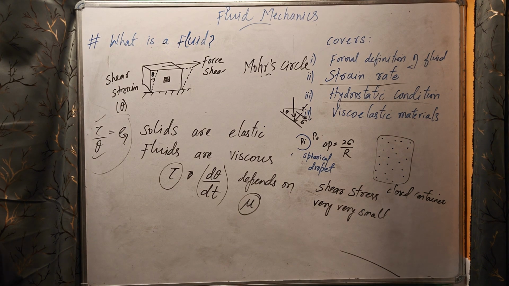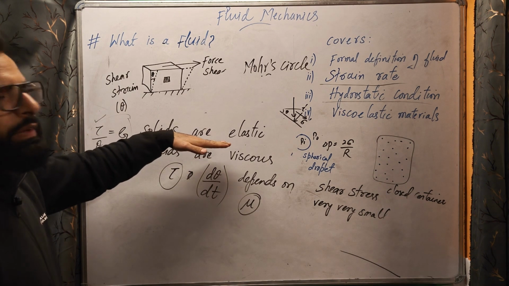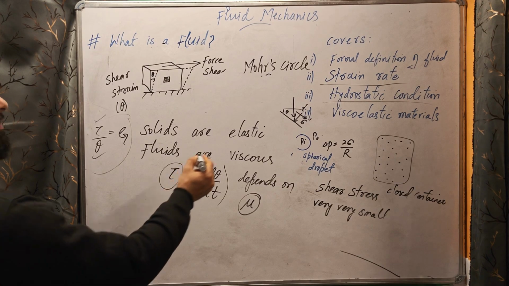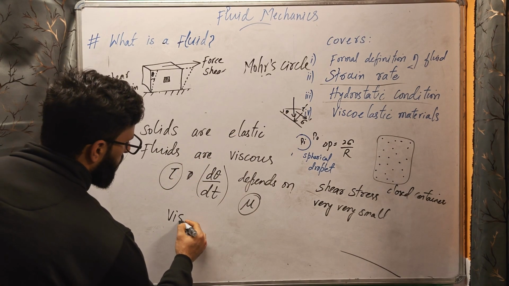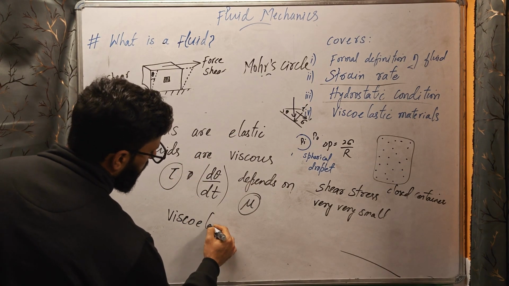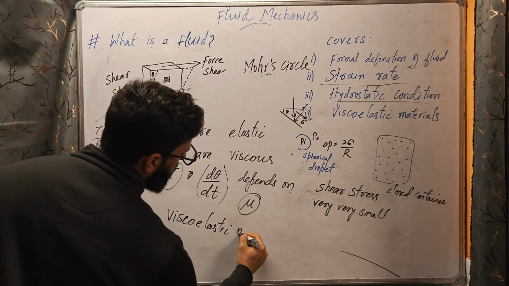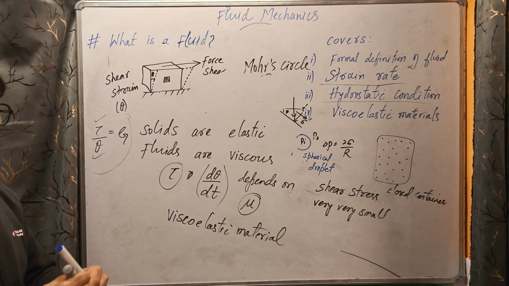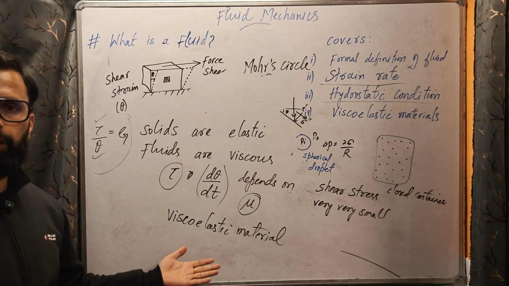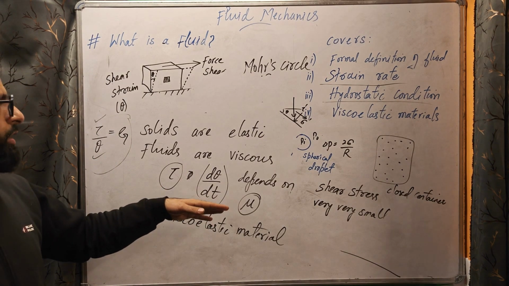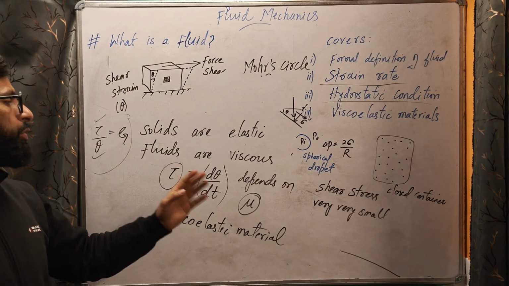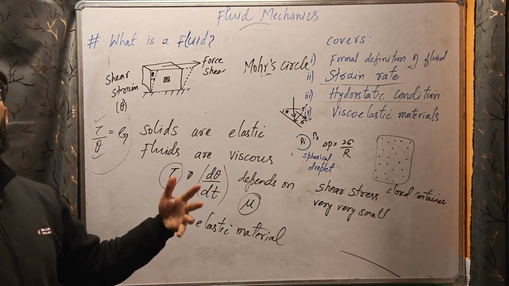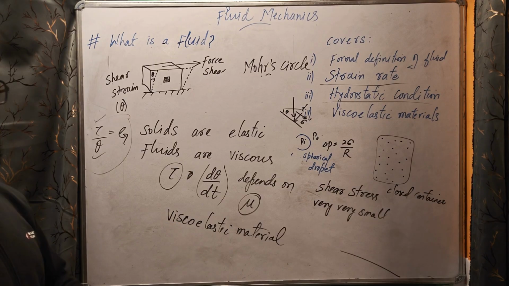But there are some substances which behave in between them. We call them viscoelastic materials. Viscoelastic materials means at one condition they behave like solids, that is they behave like elastic materials, and in other situations they behave like liquids, fluids, that means they behave like viscous. So we call them viscoelastic materials.